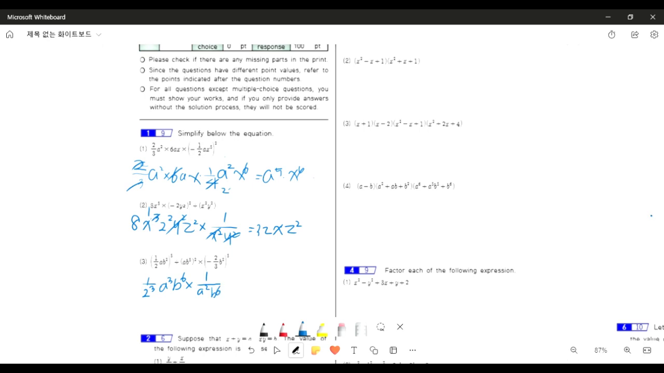P to the 6 times, and whenever you raise to odd powers, the sign does not change, so negative 2 cubed over 3 cubed p to the 6, so cancelling, and a is left, 1, and cancelling p to the 6, so negative a p to the 6 over 27.